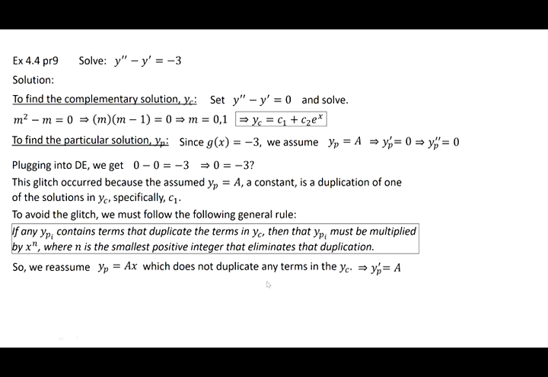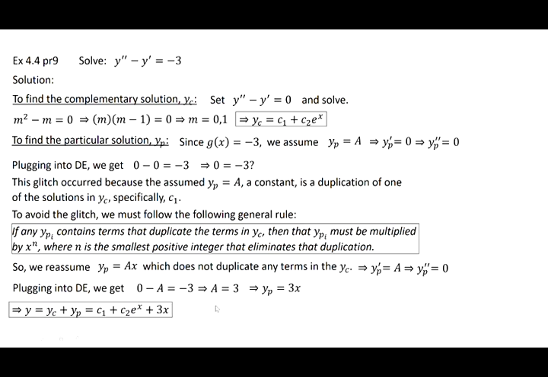Again, let's figure out the derivatives and plug into the differential equation. And when we do, ta-da, we get a nice value for a. A equals 3. We don't end up with something like 0 equals -3. Everything is fine and dandy. So y sub p is not just 3, but 3x in this case. And we already had y sub c, so let's add the y sub c and y sub p to get the general solution. Cool? So this glitch is something you need to be very careful about.